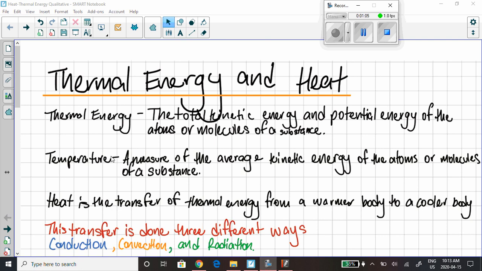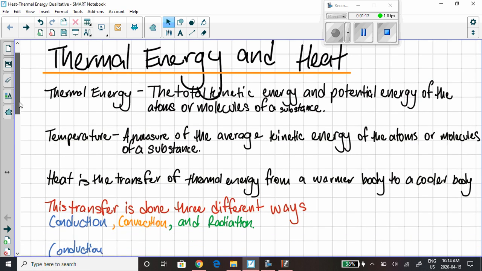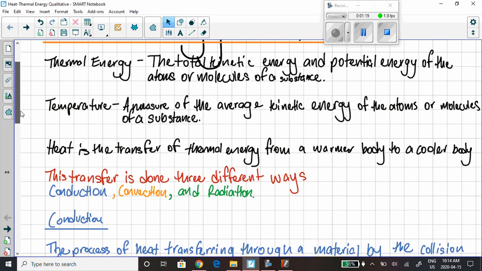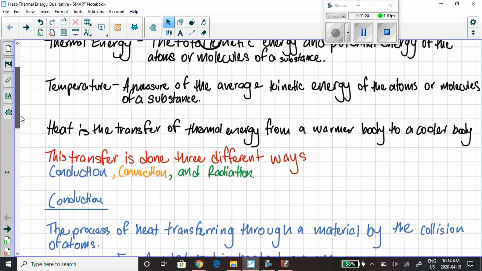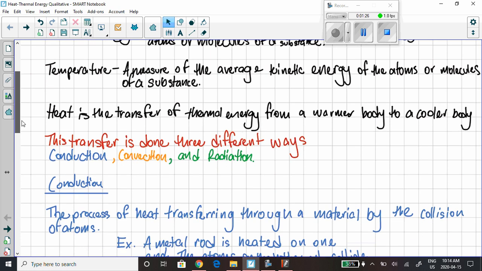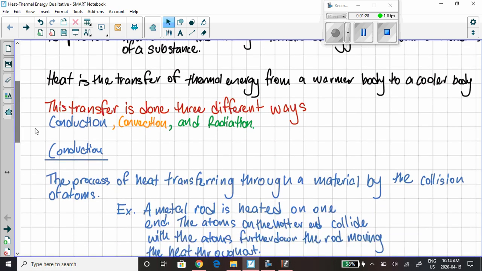So we want to go through these and understand them. What we've done here is defined all of these terms for you, all listed out here. You can do it on your own or copy this out, whatever you like. And we're also going to talk about how things allow heat, thermal energy, I should say, to move from one place to another, one of them being conduction.